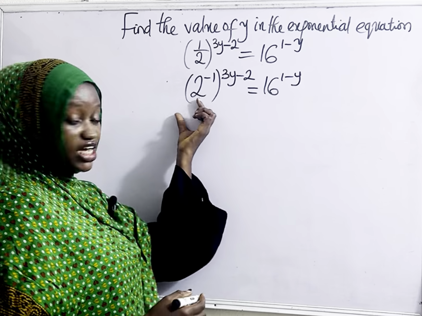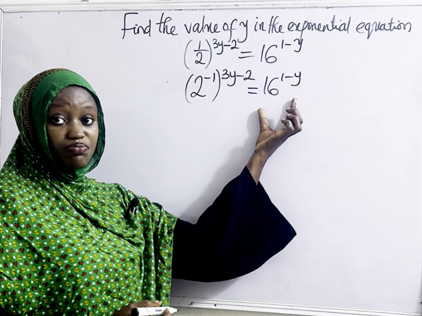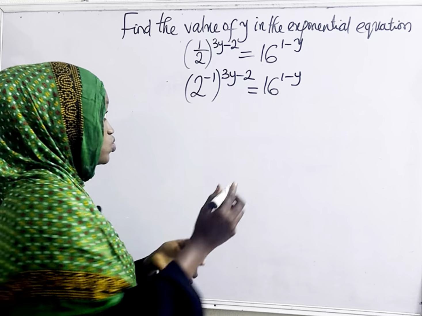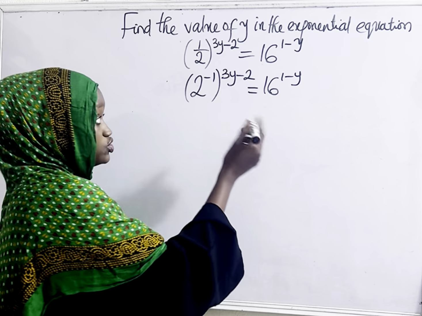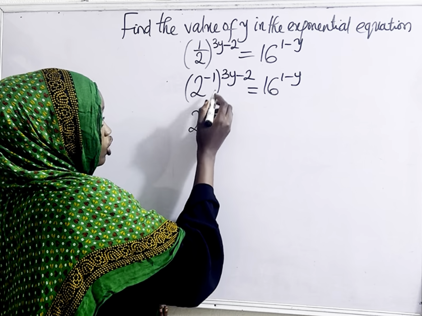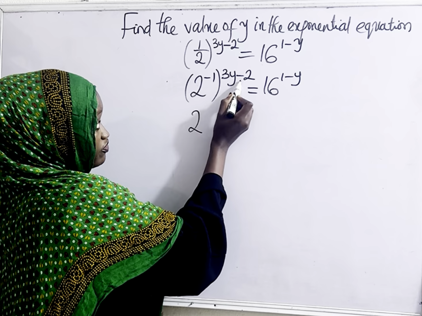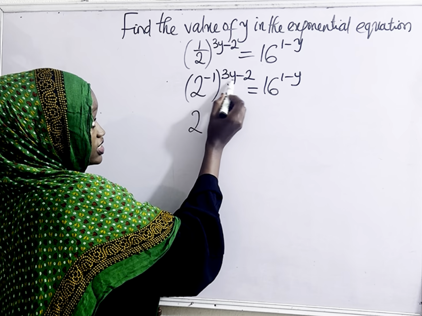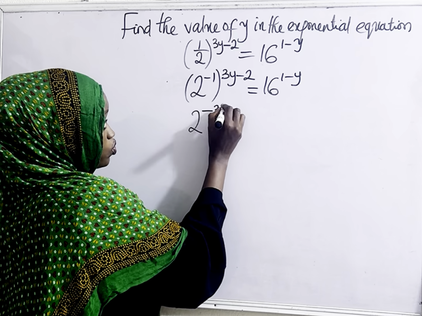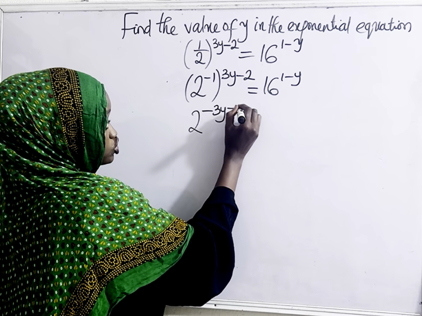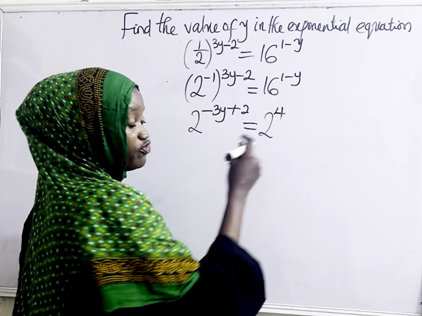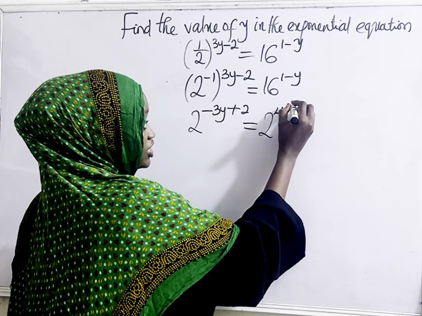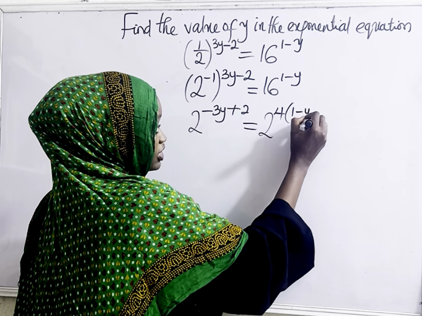So what we have on the left hand side is on base 2, but the right side is on base 16. So let's make the bases equal. The smallest base we have here is 2, so let's change 16 to base 2. This becomes 2 to the power of, now let's simplify the power. Minus 1 times 3y gives minus 3y. Minus 1 times minus 2 is plus 2. This equals 2 to the power of 4, meaning if you multiply 2 four times, it gives 16, right? So we have a power here, 1 minus y.